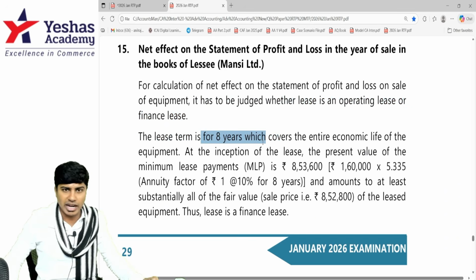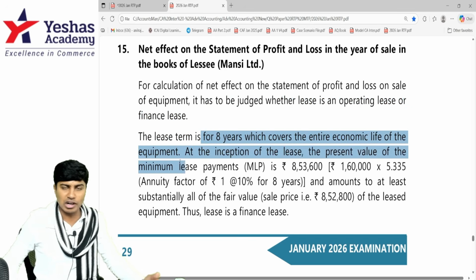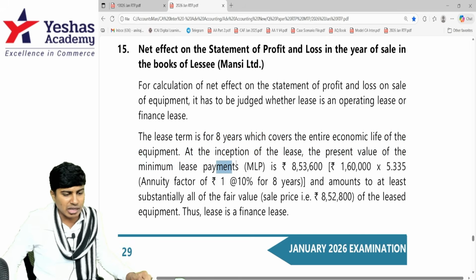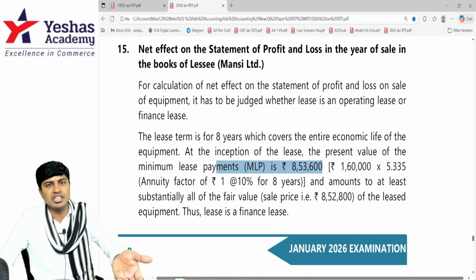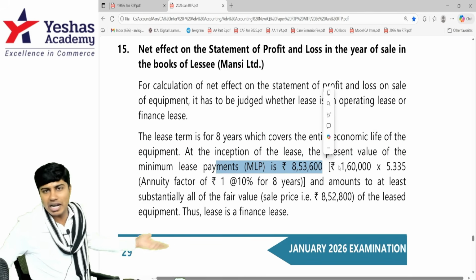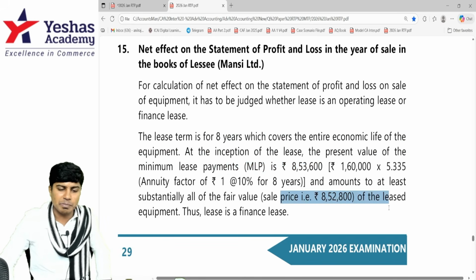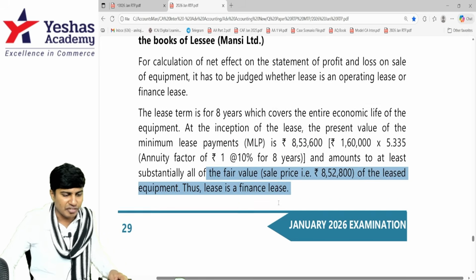The lease term is for 8 years, which covers the entire economic useful life at the time of inception. 1 point in favor of finance lease. At the time of inception, the lease payments are 853,600. That is what we did: 1,60,000 into 5.335, which substantially covers the entire sale price of 8,52,800. Basically, they've also concluded that it is a finance lease.